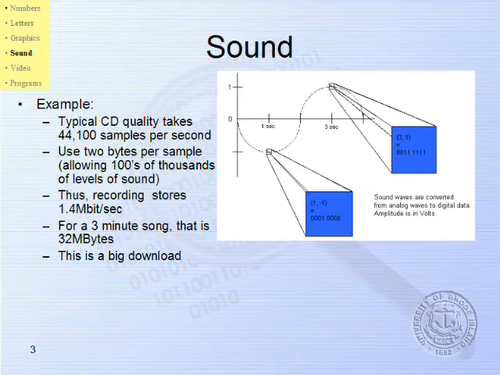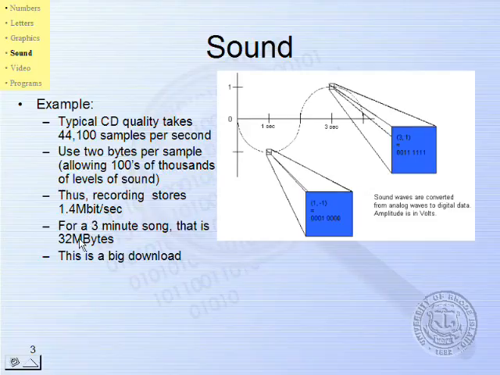Let's take a look at an example. A typical CD quality sampling with a digital microphone in a studio takes about 44,000 samples per second. Using 2 bytes to represent the amplitude of the naturally occurring sound wave, 2 bytes allows hundreds of thousands of different levels of sound. With 2 bytes per sound at 44,000 samples per second, the recording stores approximately 1.4 megabits per second as the sound occurs.